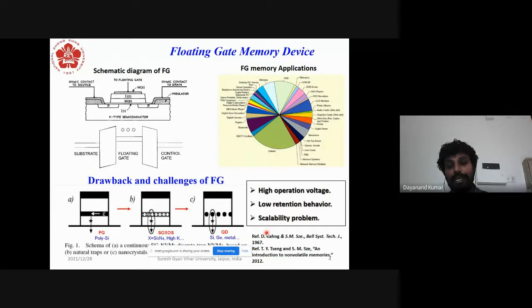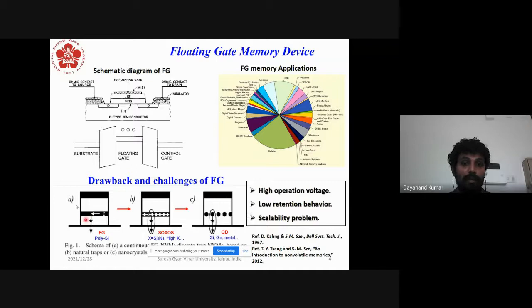Simon Sze is actually the inventor of the floating gate memory. In the semiconductor device and technology book, people all over the world are using this book written by Professor Simon Sze. He is currently a professor at National Chiao Tung University, and he was also my co-advisor during my PhD thesis.